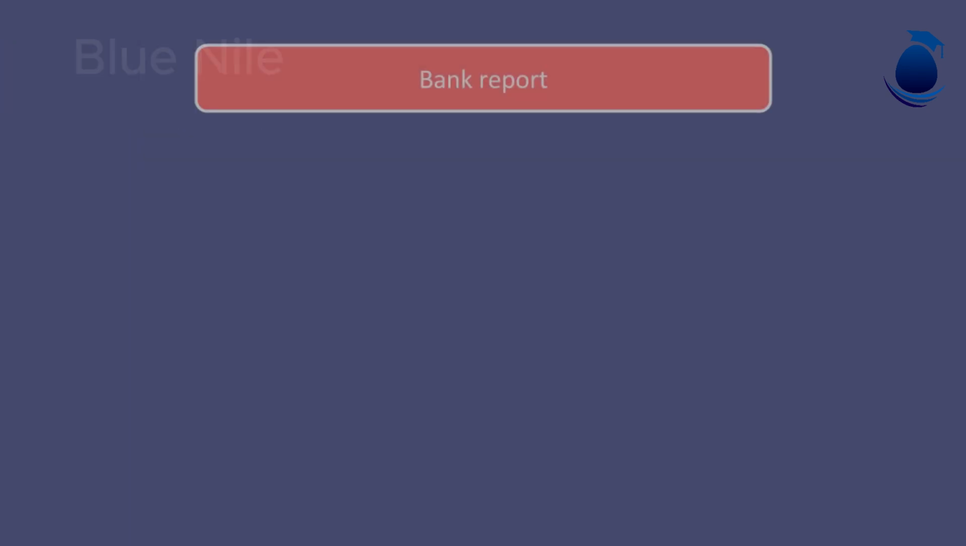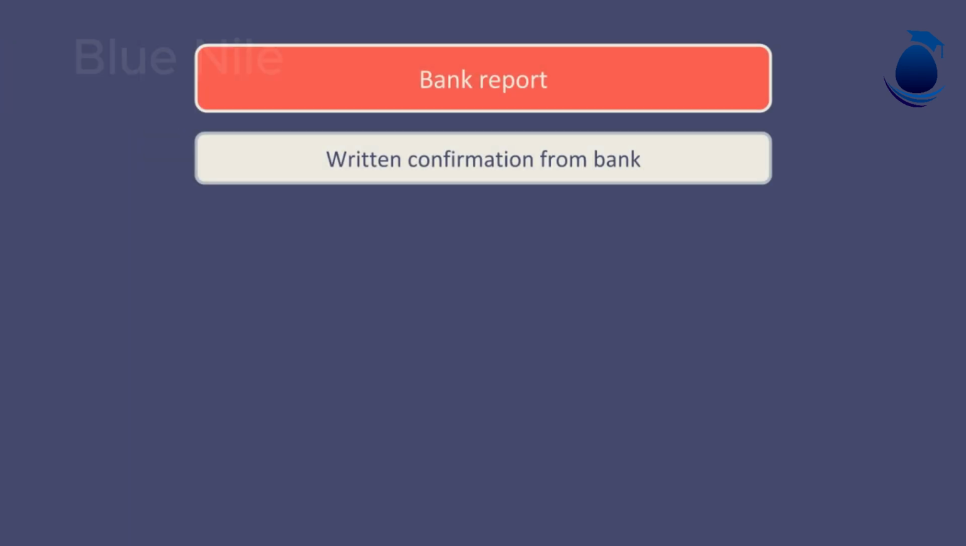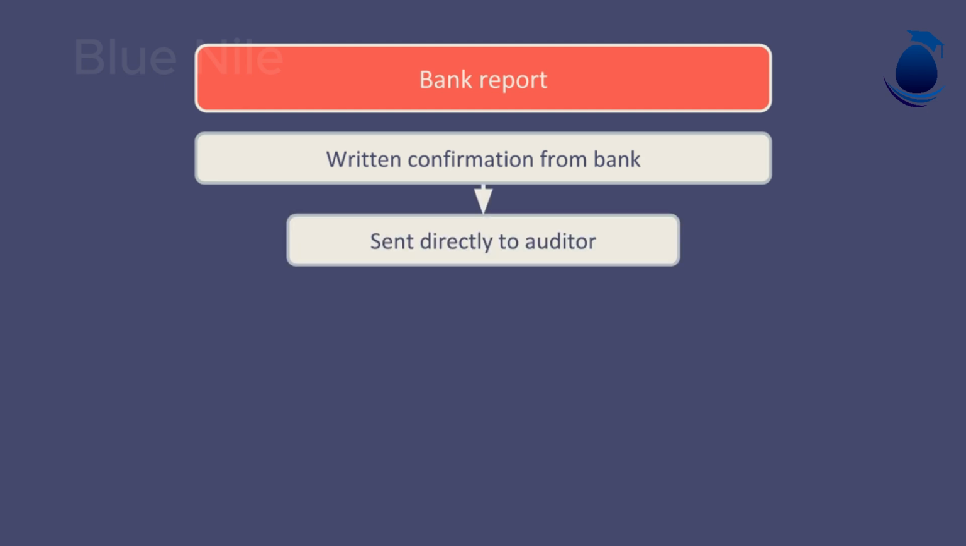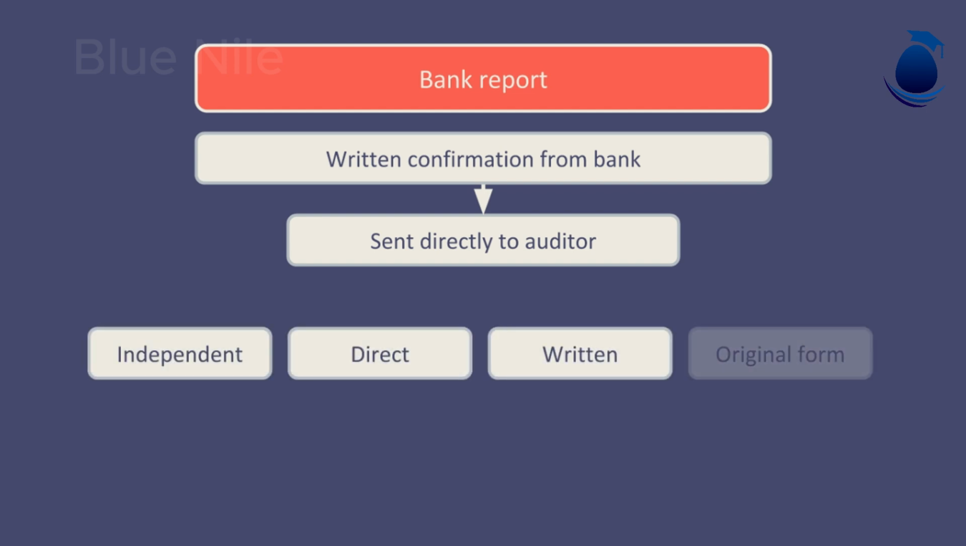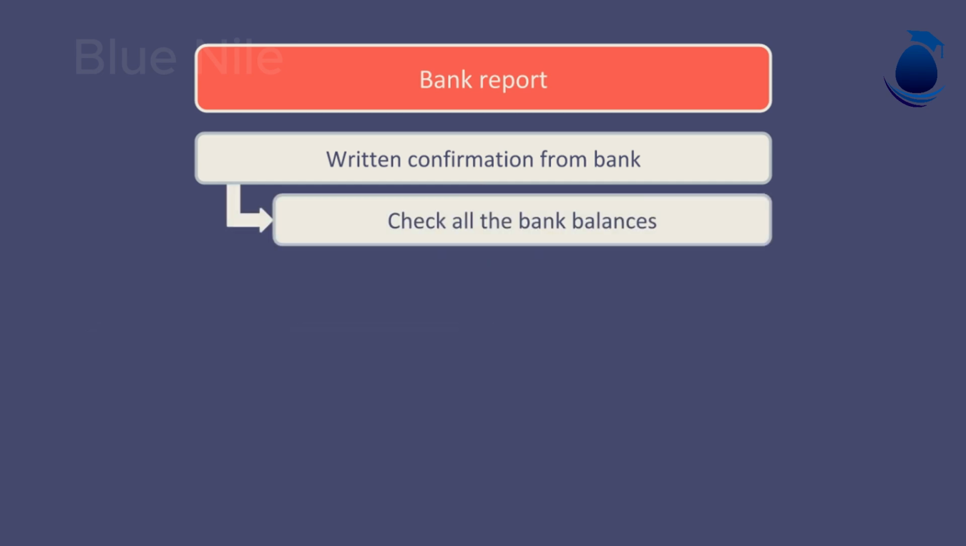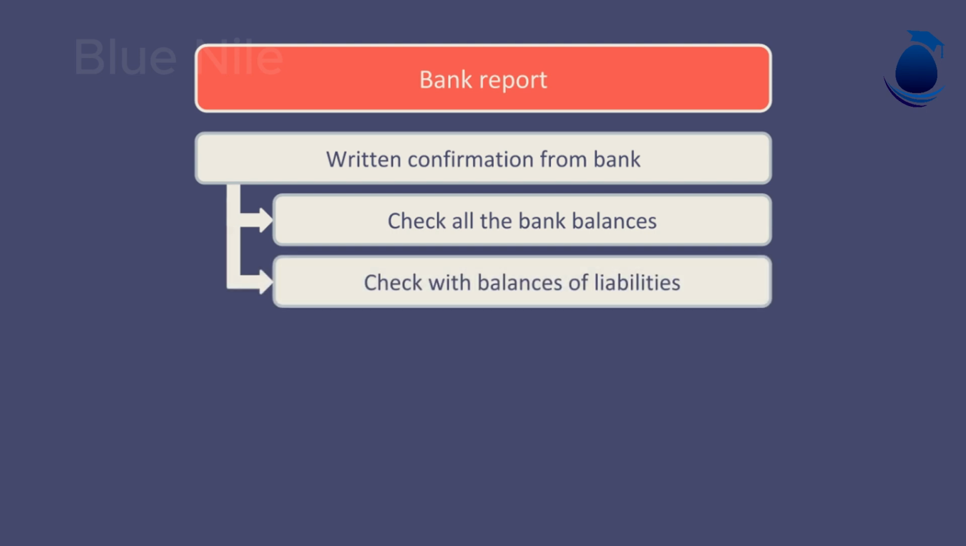The bank report is written confirmation from the bank. It is sent directly to the auditor from the bank, and so is a brilliant piece of evidence, as it is independent, direct, written, and in its original form. The bank report confirms all of the bank balances held by the client for the year. It will also confirm any balances of liabilities held by them, so it will assist the audit of that area of the financial statements also.